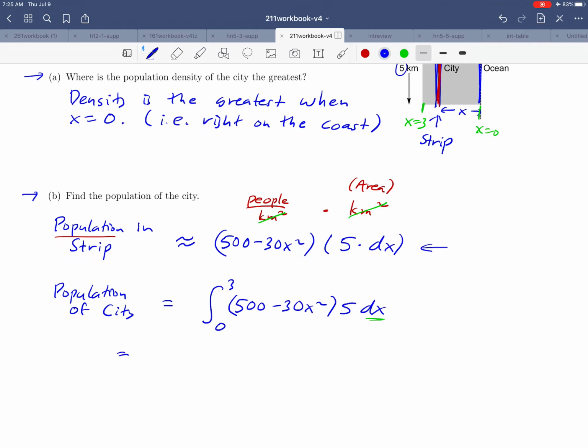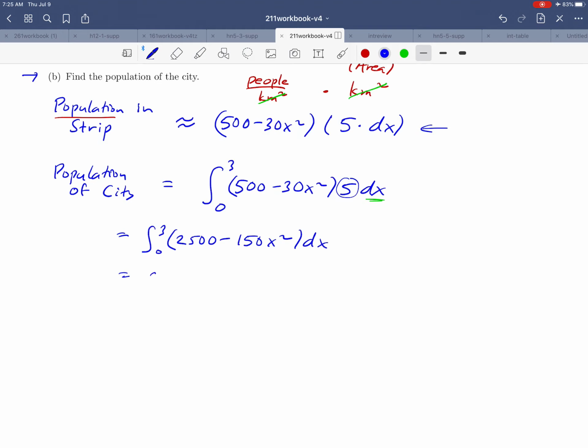Okay, so we might start by taking this 5 and just distributing it through. So 5 times 500 is going to be 2,500, minus 5 times 30x squared, which is 150x squared. Okay, we need an antiderivative now, so integrate 2,500, we're going to get 2,500x. And then 150x squared, the antiderivative is x cubed over 3. Okay, we can do a little simplifying. So 150 over 3 is 50. I'm going to do that simplification before we plug in our limits.